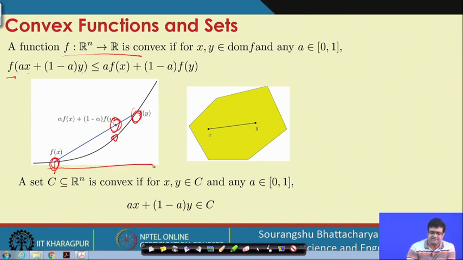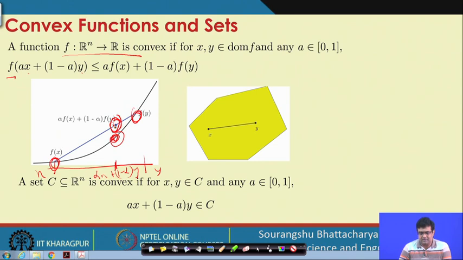If we see the points x and y here, this is alpha times x plus 1 minus alpha times y, and this is the function value at that point, and this is the interpolated value with respect to f x and f y. So, the function is convex only if the function value is lower than the interpolated value. In other words, you have this kind of a shape, where this function value, as you can see, is lower than the interpolated value.